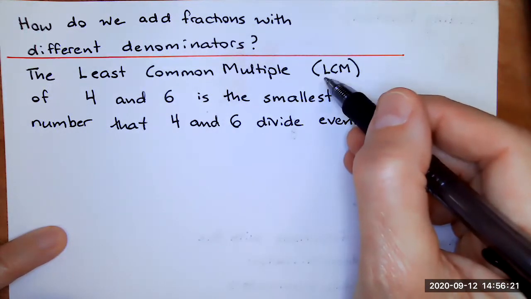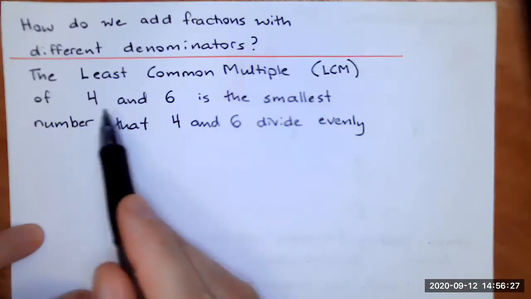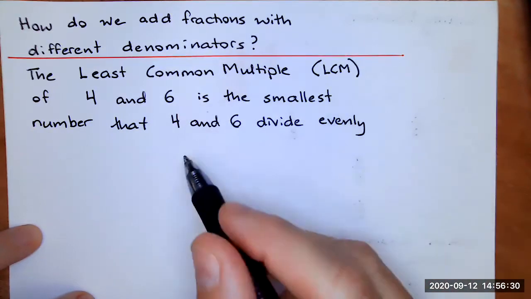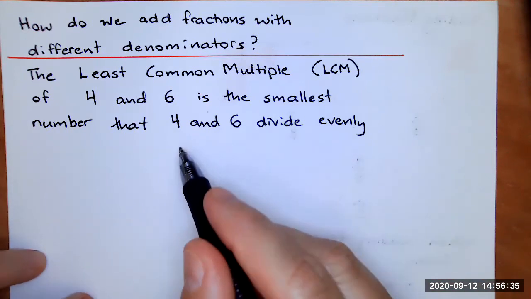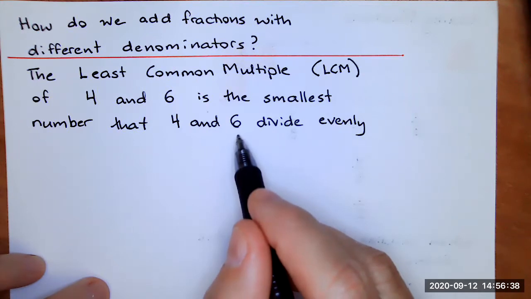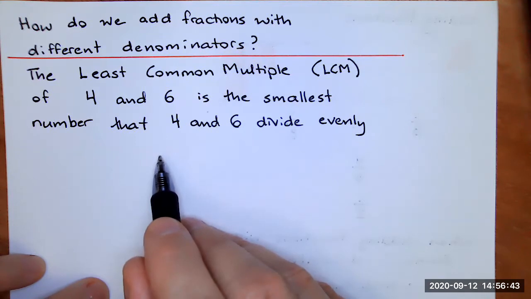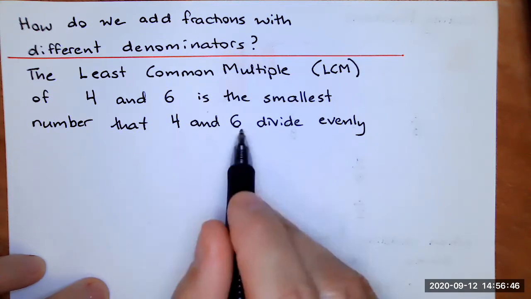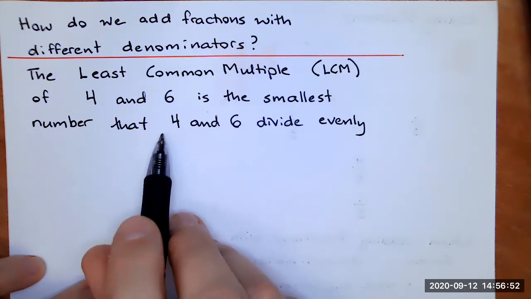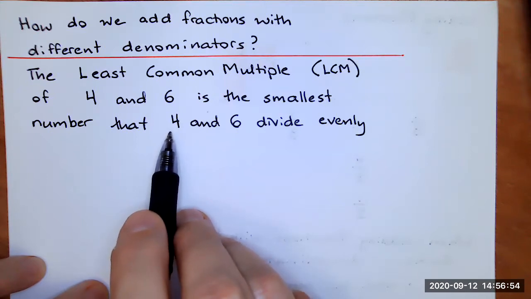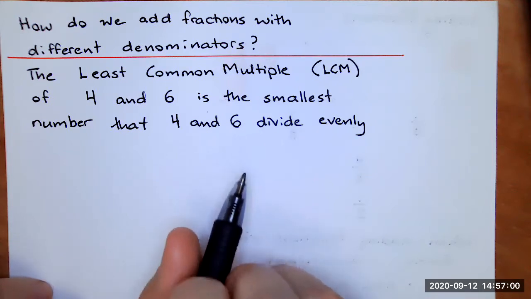So the least common multiple, and people usually just call it LCM, of 4 and 6 is the smallest number that 4 and 6 divide evenly. So you might think that's 2 because 2 goes into 4 and 2 goes into 6. But 2 is called the greatest common divisor. That's the largest number that goes into 4 and 6. The least common multiple of 4 and 6 is 12 because it's the smallest number that 4 goes into and 6 goes into. I'll show you how we can find it.